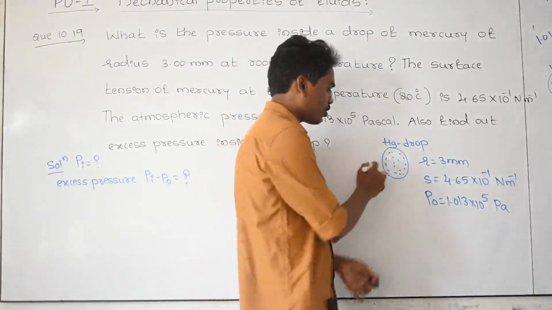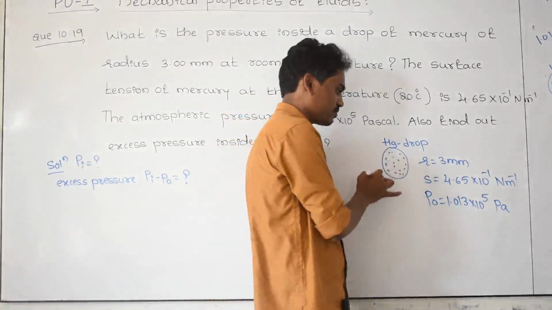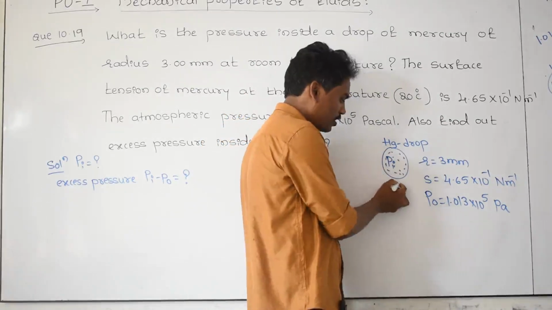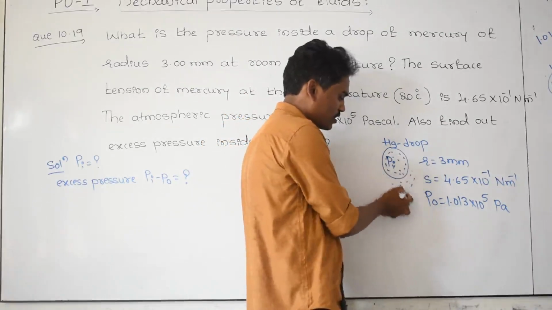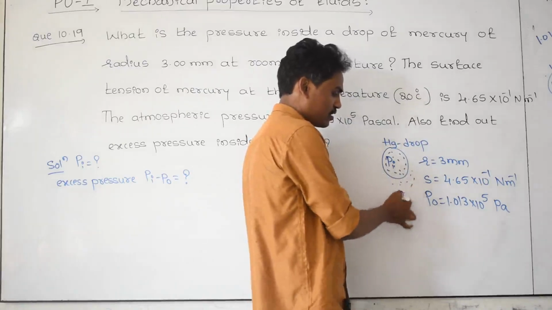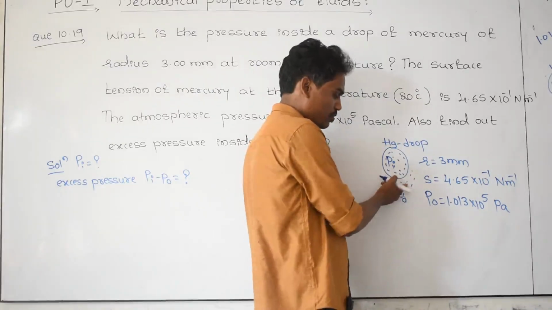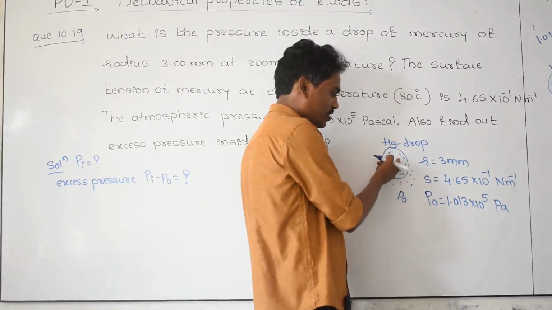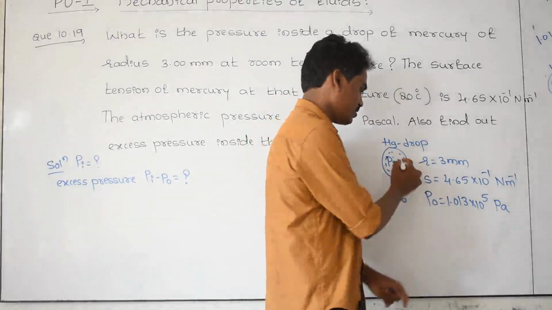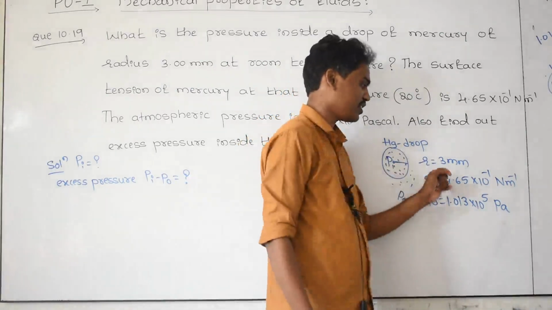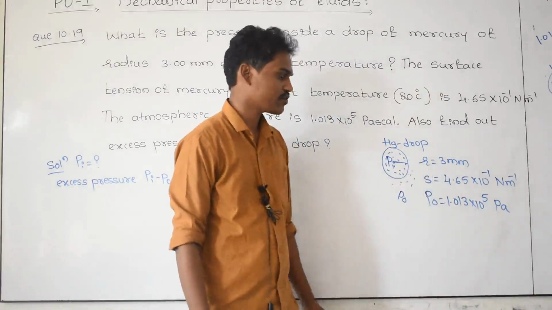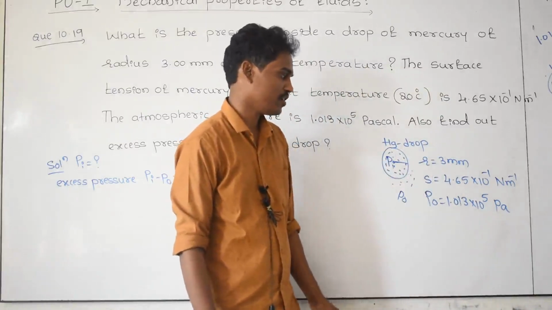And inside the drop, pressure is there. That is inside pressure indicated as Pi. And here all air particles are there. This is outside pressure, that is P0. Here the air particle is there. That is atmospheric pressure. Inside the drop, that is the inside pressure. The radius of the drop he has given, 3 millimeter. And the surface tension of mercury he has given 4.65 into 10 to the power minus 1 Newton per meter.